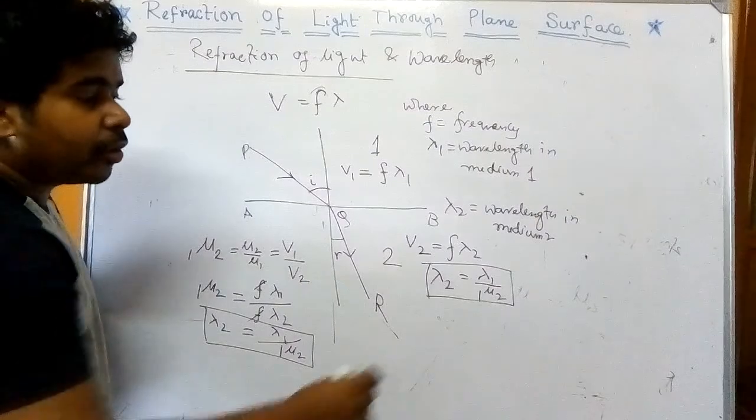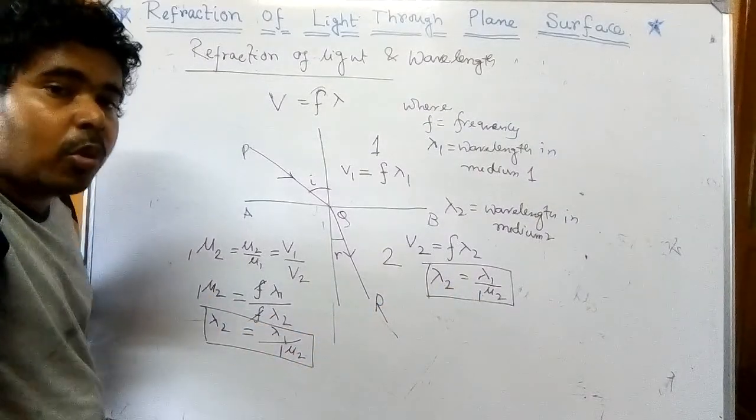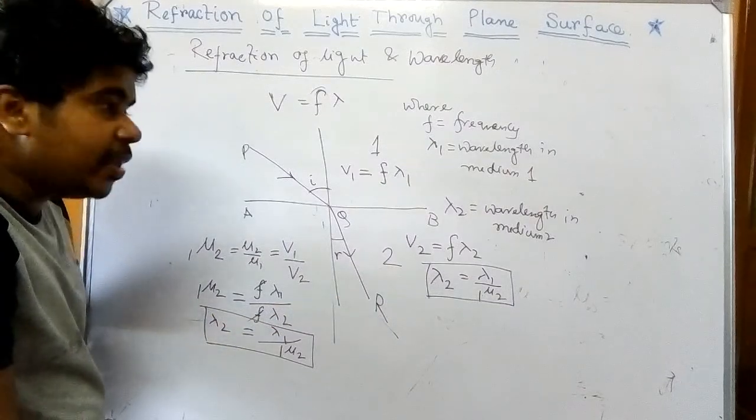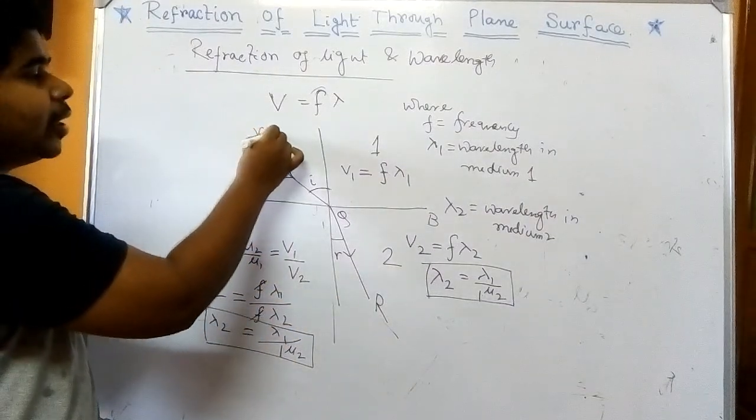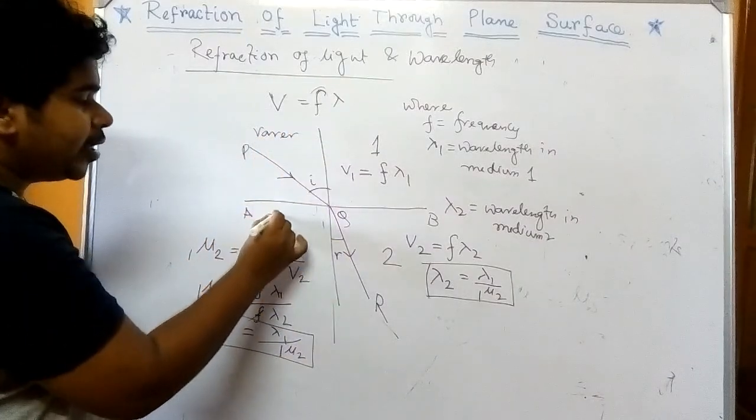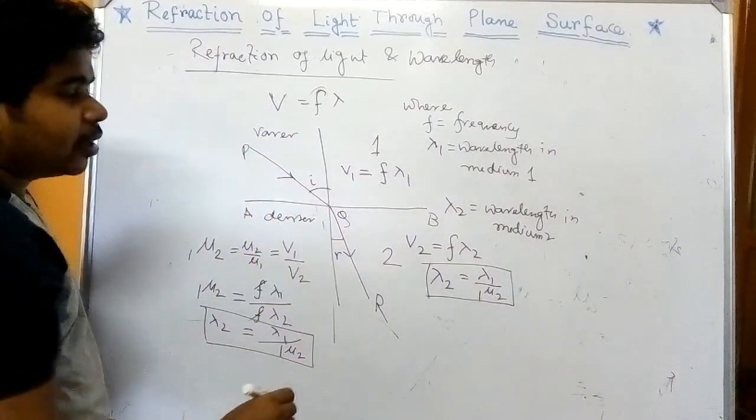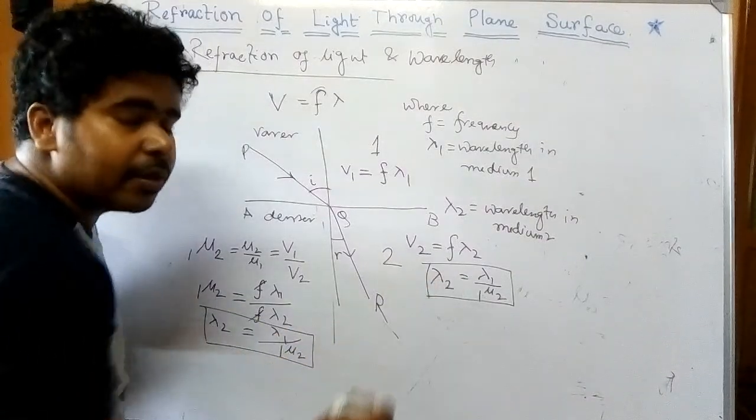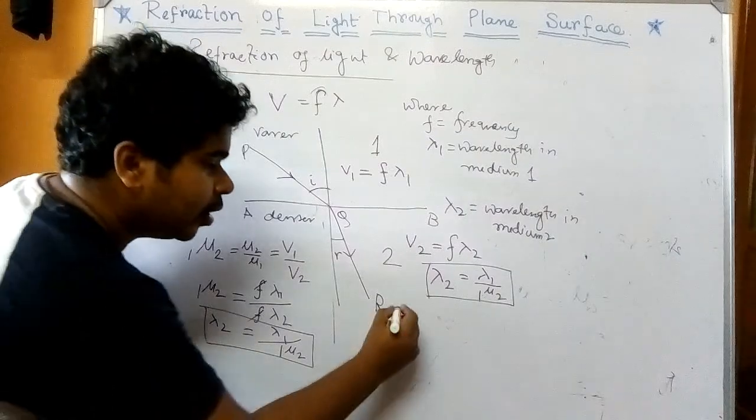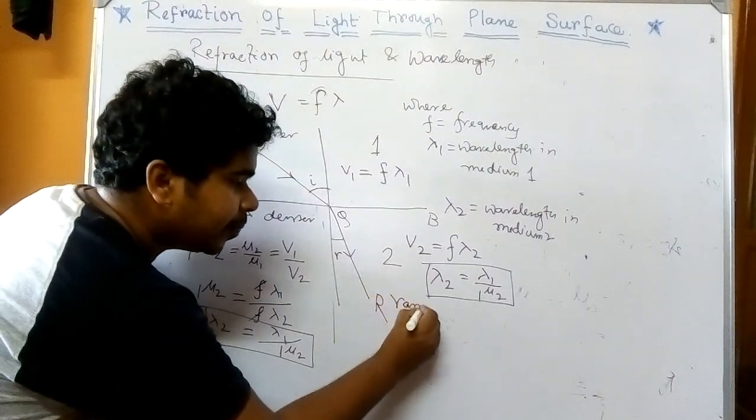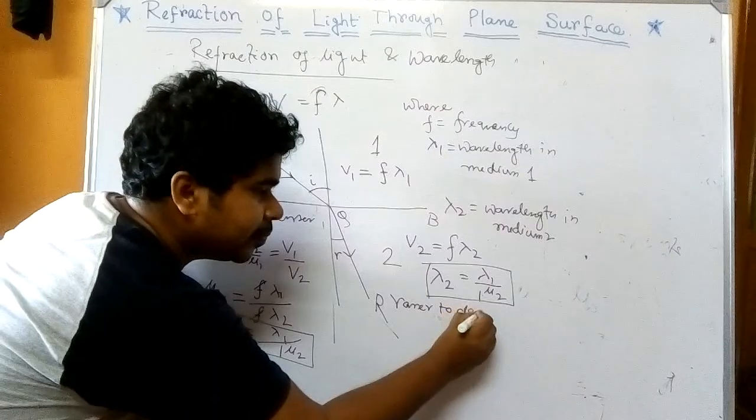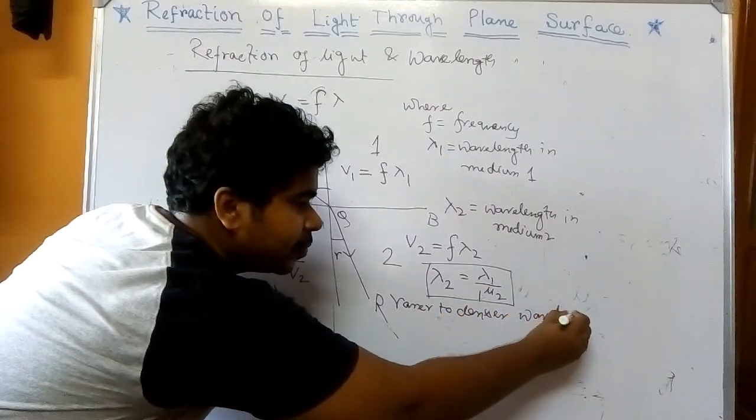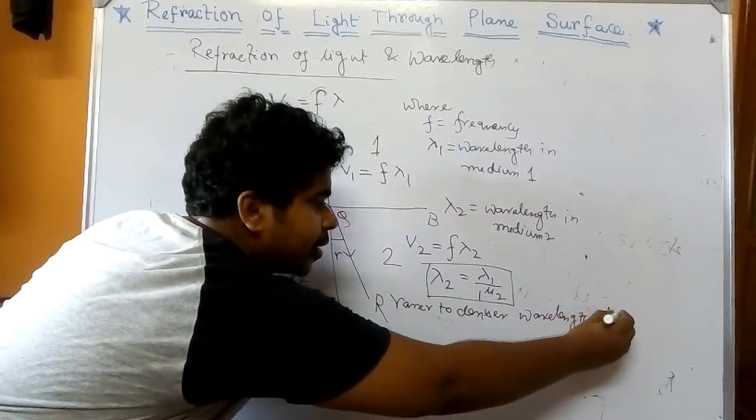If your refractive index is more than 1, then the wavelength will decrease. That means when light comes from rarer to denser medium, the wavelength decreases, because in that case the refractive index is greater than 1. So we can write: rarer to denser, wavelength decreases.